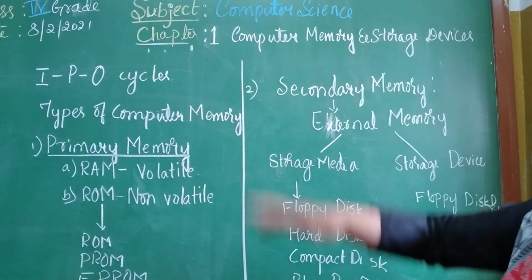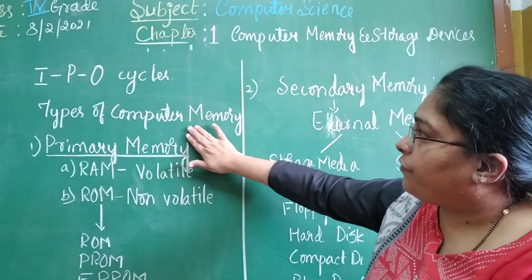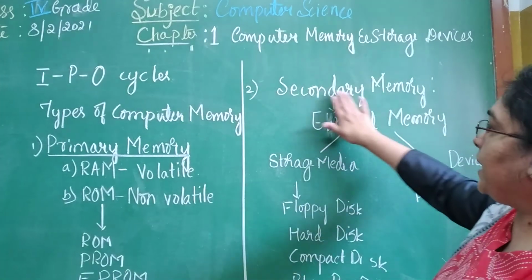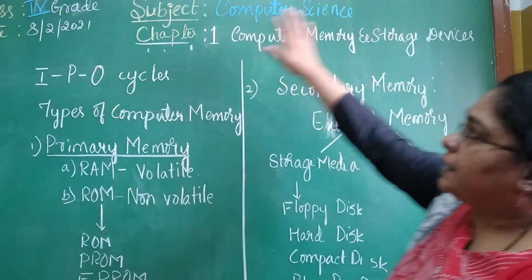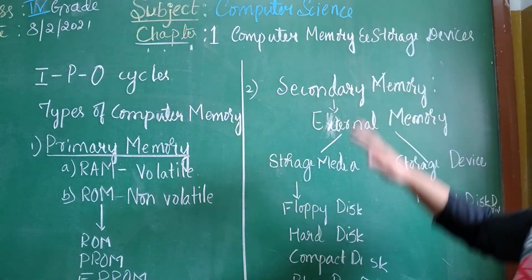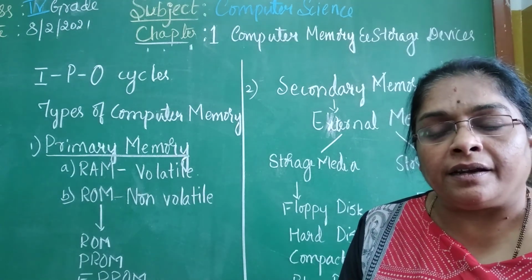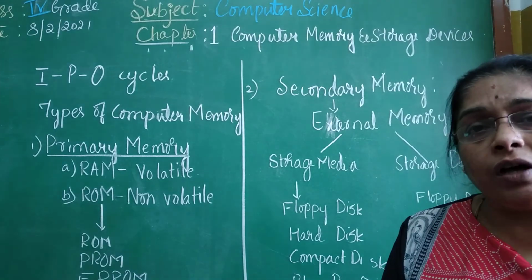So children, to summarize this, we learned the IPO cycle and the types of computer memory, that is primary or internal memory, and secondary or external memory. This is all about computer memory. In the next class, we will learn the units of memory in the computer, children. So, thank you.